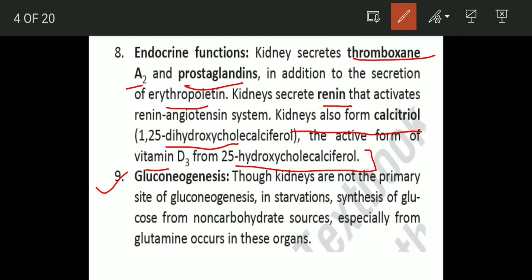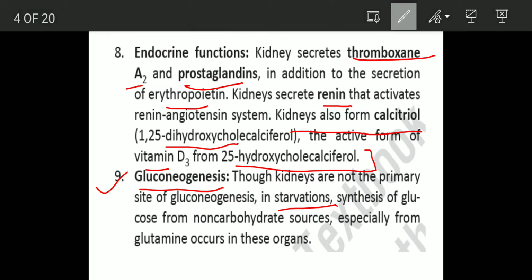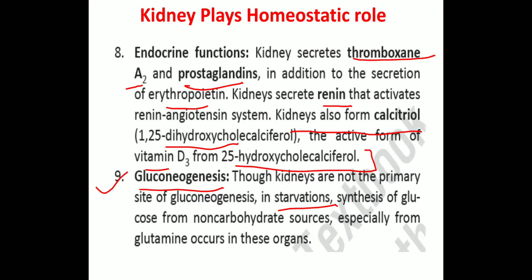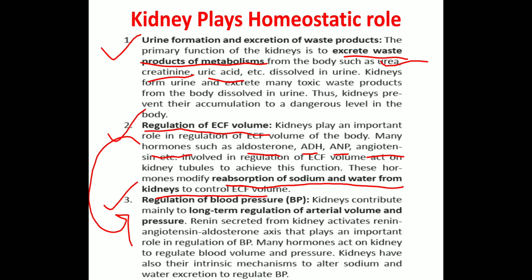And then there is gluconeogenesis. Normally the kidneys are not the primary site of gluconeogenesis, but in starvation, they carry out synthesis of glucose from non-carbohydrate sources. So in conditions like starvation, this will basically go into gluconeogenesis. We have discussed these 9 points. First we had a homeostatic view, where we discussed how the kidneys play a role.